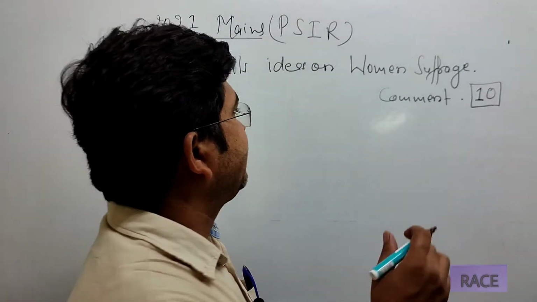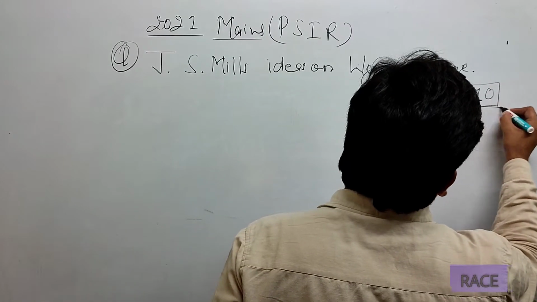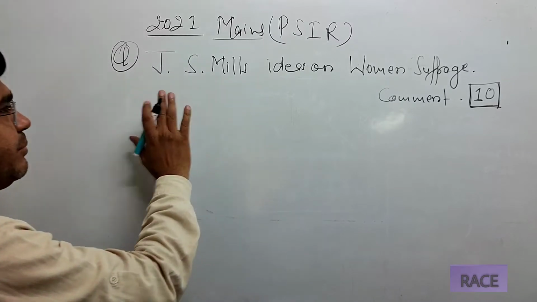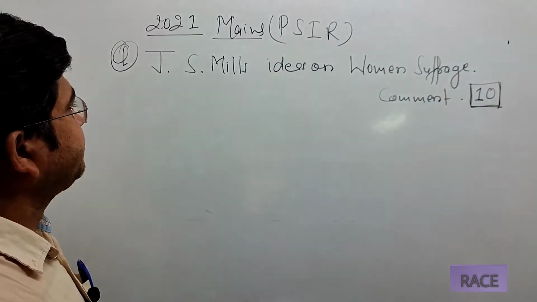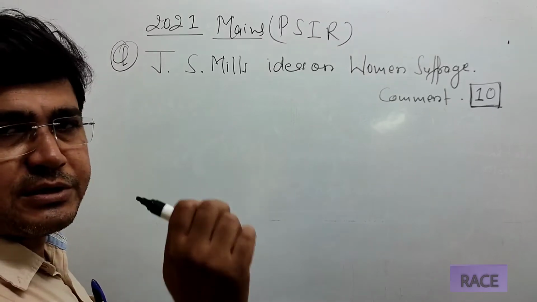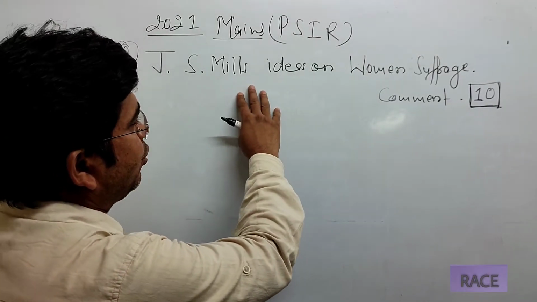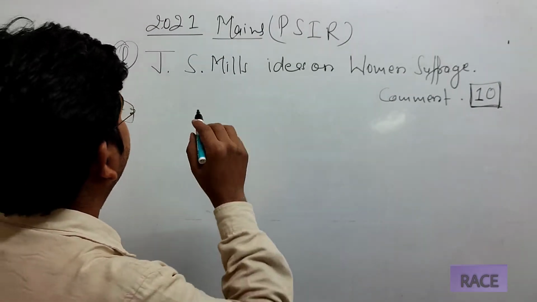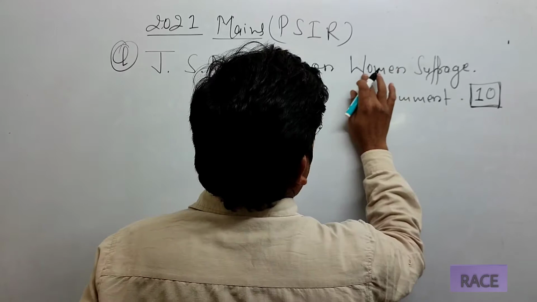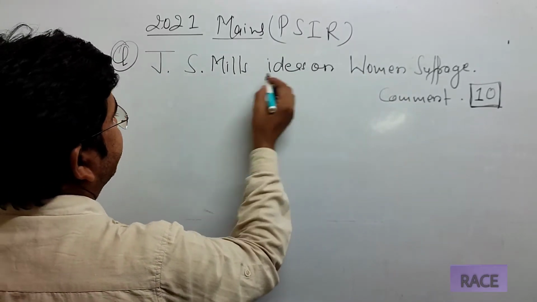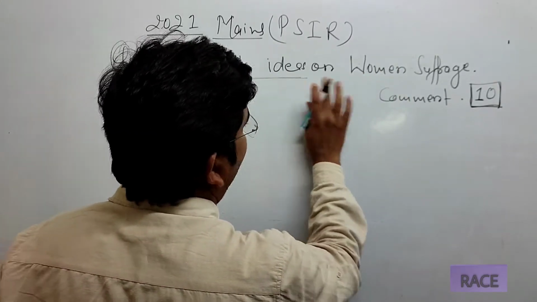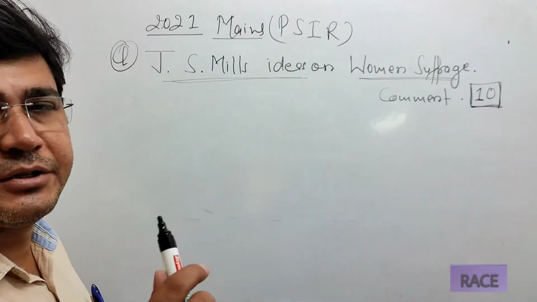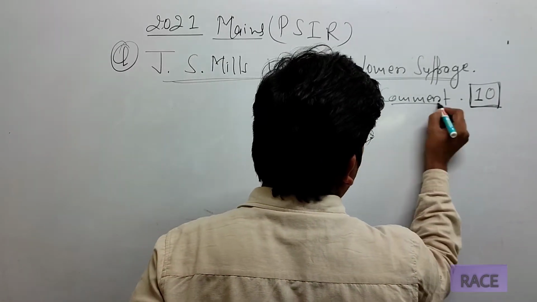Today we'll try to understand what all should be written in the answer of this question to get maximum marks. So we'll first try to understand the meaning of the question, that what this question demands. The core words in this question we can see are: J.S. Mill's ideas on women's suffrage, and then it seeks our comment on this.